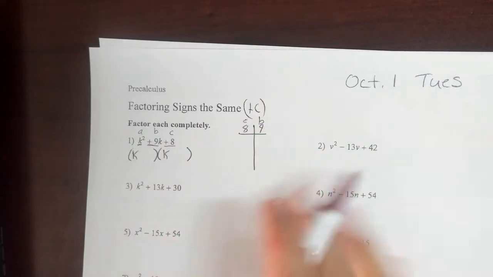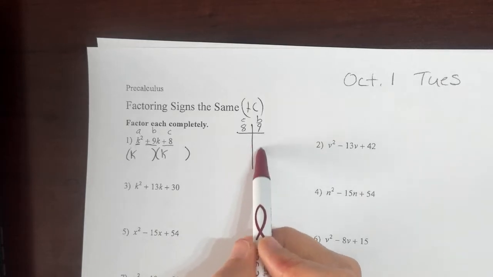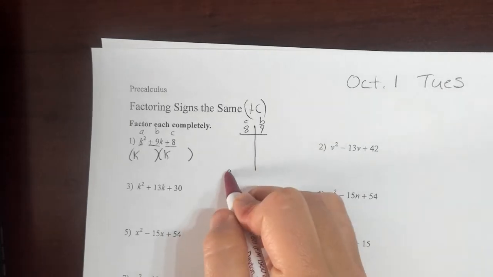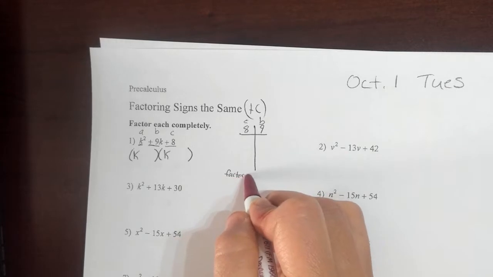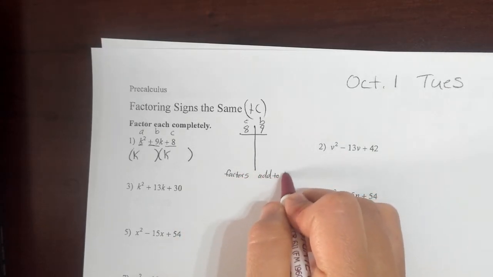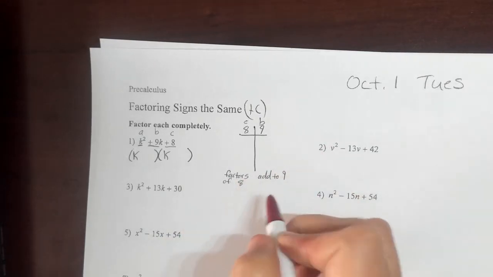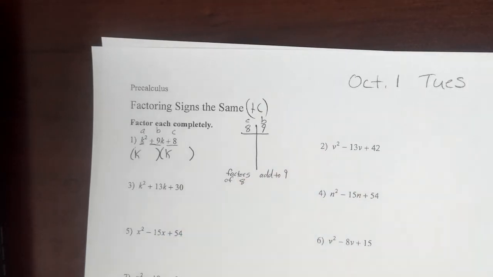At this point I'm thinking of what are some factors of 8 that are going to add up to 9. So we're going to put here: factors of 8 that add to 9. Okay? Alright, so let's try to figure out what this is.